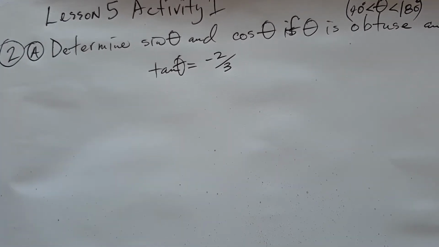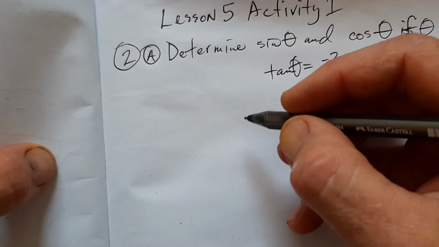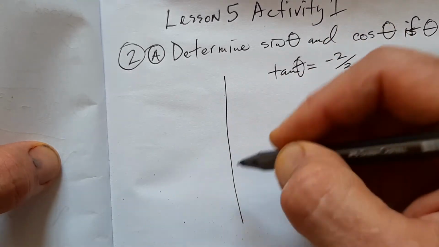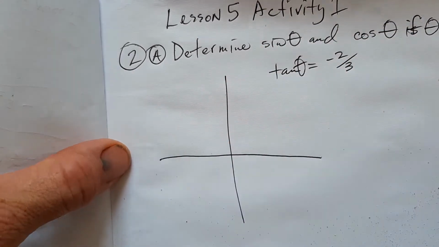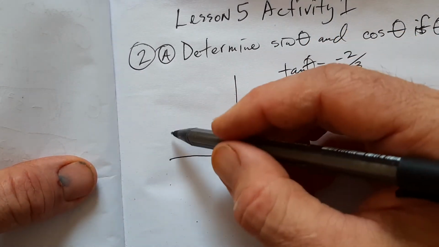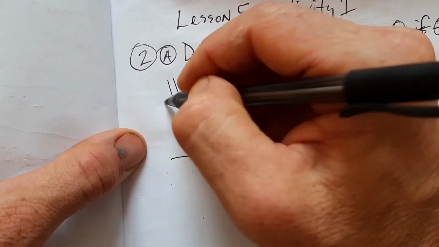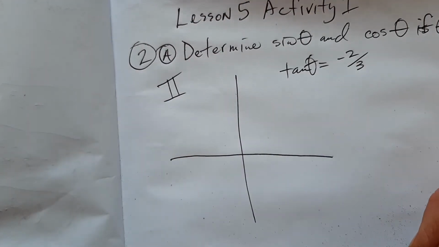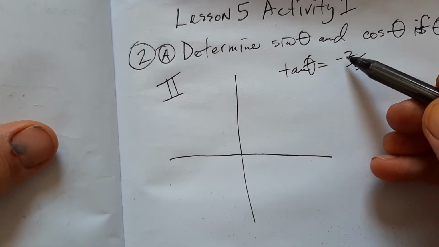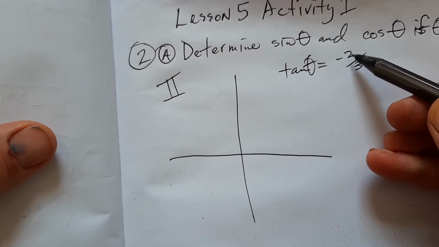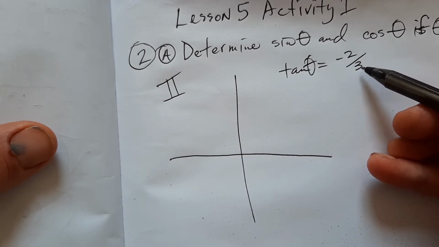First, let's pay attention to where it is. It's obtuse. What does that mean? We're always using this coordinate plane, so I'm over in here somewhere, in quadrant 2. I can try to be fairly accurate. Tangent is 2/3, which means a 2 on the opposite and a 3 on the adjacent.